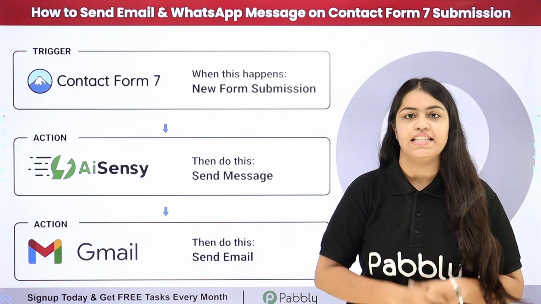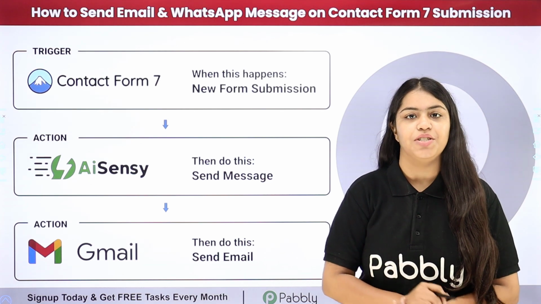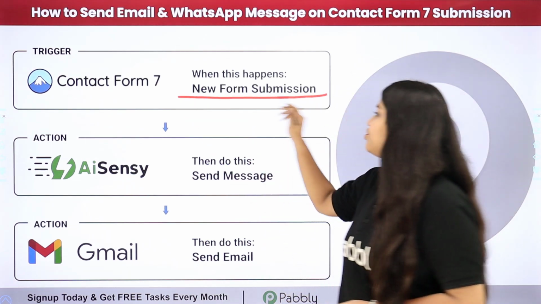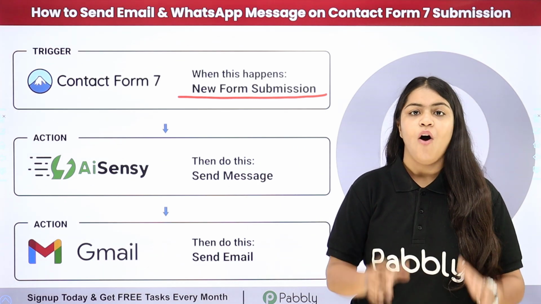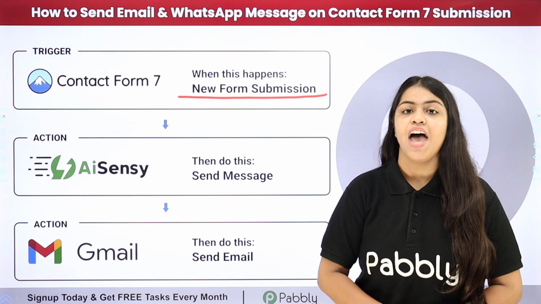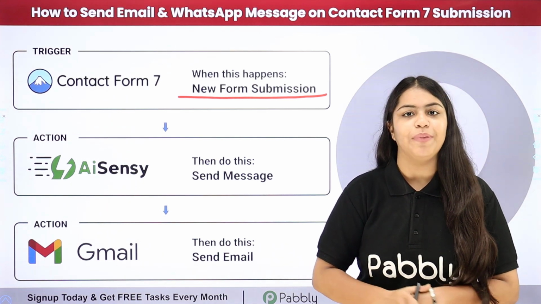I'm running a real estate agency, and for that, I use Contact Form 7 to get the details of my potential clients. So now what I want is that as soon as a new form submission is made in my Contact Form 7, automatically my potential client should receive an automated WhatsApp message and an automated email so that I can convert my potential clients into paying clients.